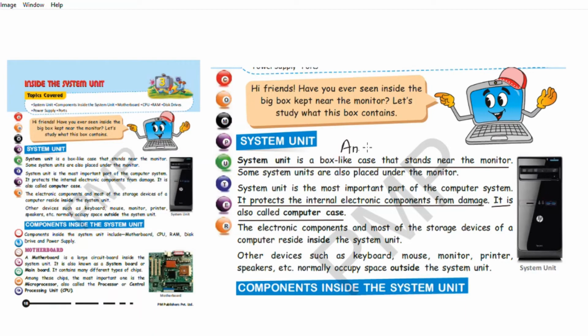I am repeating the answer once again. Question was, what is system unit? And your answer will be, system unit is a box-like case that stands near the monitor. It protects the internal electronic components from damage. It is also called computer case.